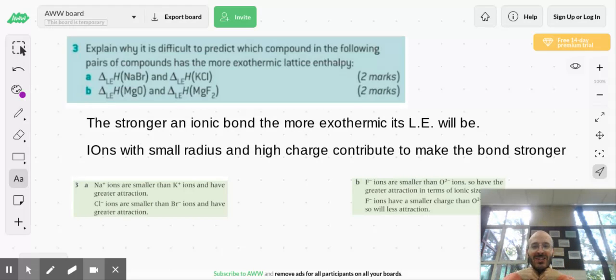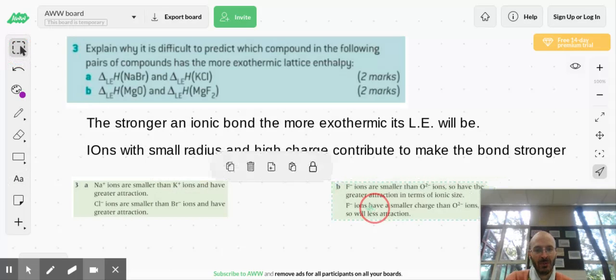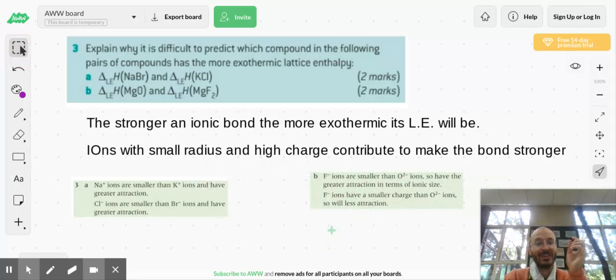When we look at magnesium oxide and magnesium fluoride, it's similar. The cation is the same, magnesium in both. But if you compare the oxide ion to the fluoride ion, the oxide ion has a greater charge. So that would make magnesium oxide have a stronger bond. But at the same time, the fluoride ion is smaller than the oxide ion, so that would make magnesium fluoride have the strongest bond. If we look at charge, we get one conclusion, but if we look at ionic radius, we reach a different conclusion. That's why it's not possible to make a prediction.